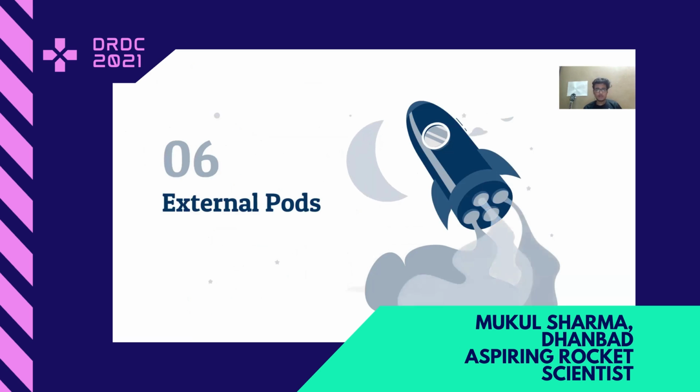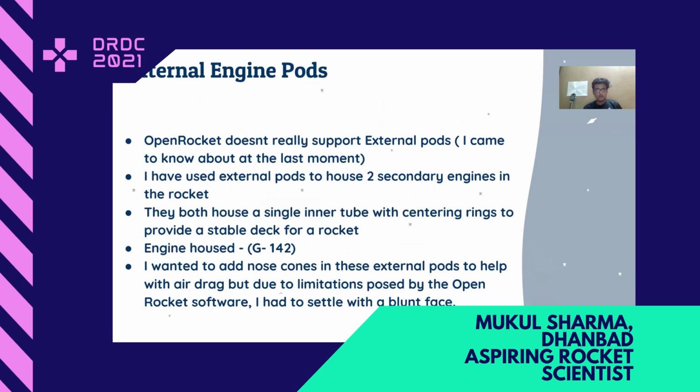Now let's talk about external ports. OpenRocket doesn't really support external ports, but I used two external ports, and they house two secondary engines. They both house a single inner tube with a single engine, and the engine used is a G142. And I really wanted to add a nose cone to these external ports. It will really help at the time of the flight, because currently the air hits the blunt side of the inner tube, which is not that good aerodynamically.